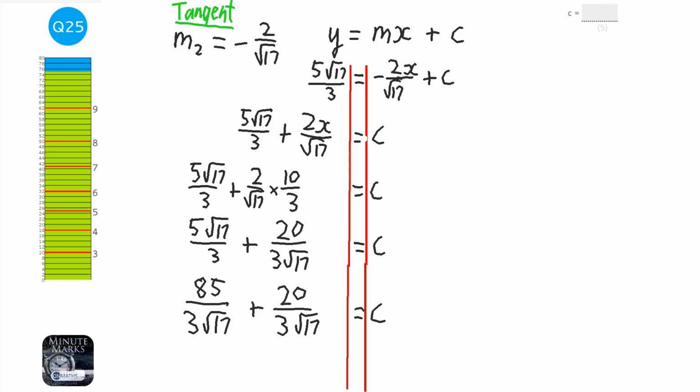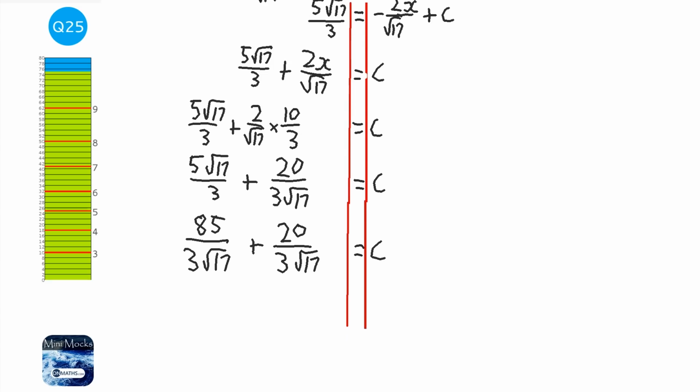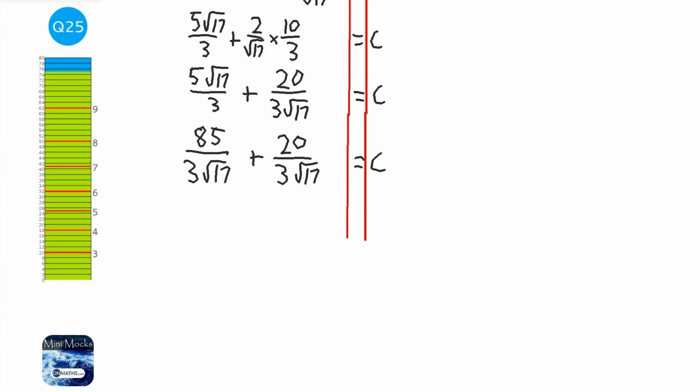So all I've done there is times the left-hand fraction, top and bottom, by root 17, which is odd because you normally go the other way with it, but well, I suppose I could have rationalised the right-hand side. Doesn't matter too much for this question. Okay, so now I can add the tops. So it would be 105 over 3 root 17 is equal to c.